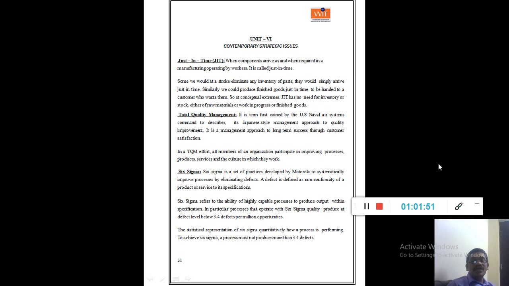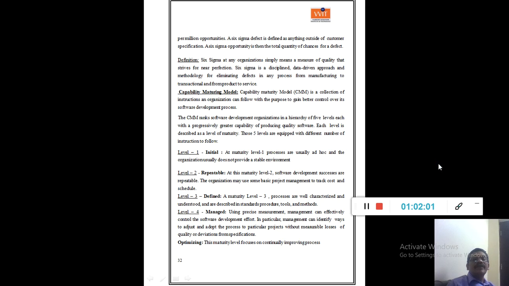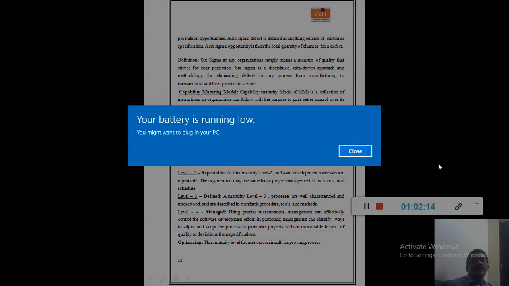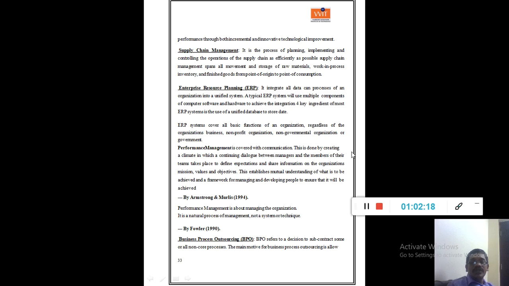Six Sigma: 3.4 defects per million opportunities, defect level. Six Sigma quality products at a defect level below 3.4 defects per million opportunities. And then you have CMM: level 1 is initial, level 2 repeatable, level 3 defined, level 4 managed, then optimizing, level 5. Next one is supply chain management.